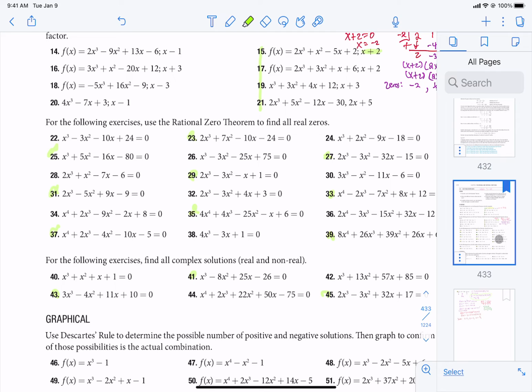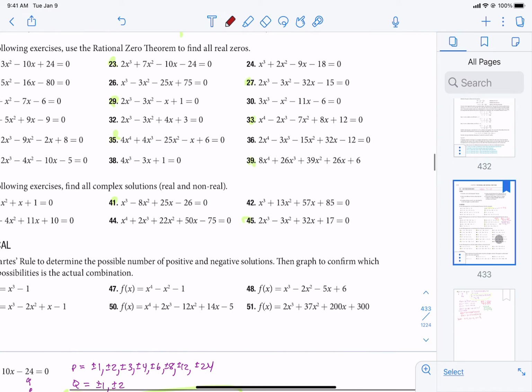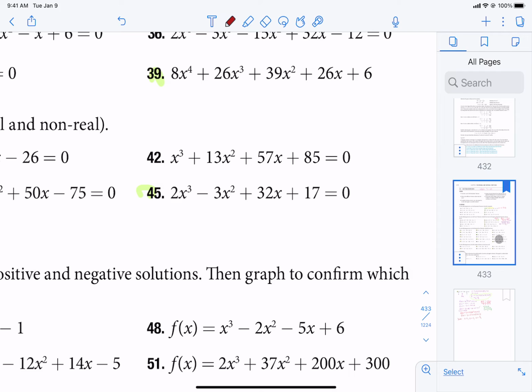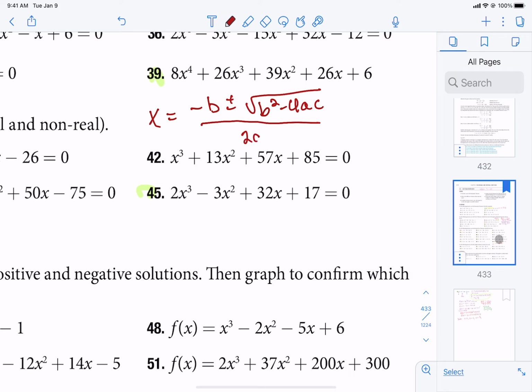You notice how that one says to find all the complex solutions, real and non-real. What that means is you're going to get a quadratic that can't factor. So to solve that quadratic, and get those non-real i's and funky solutions, you have to use the quadratic formula. Let me write it down for you. Write this down if you haven't already. That's going to be negative b plus or minus the square root of b squared minus 4ac all over 2a.